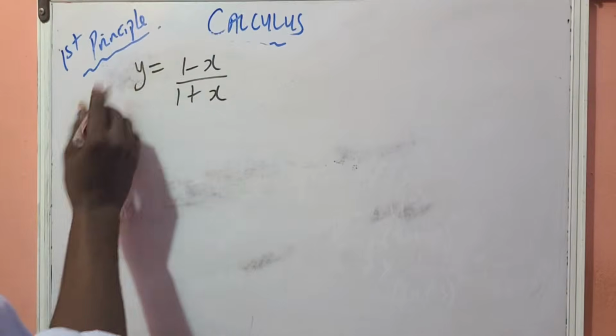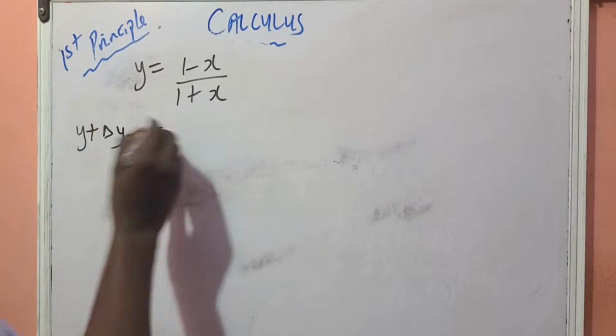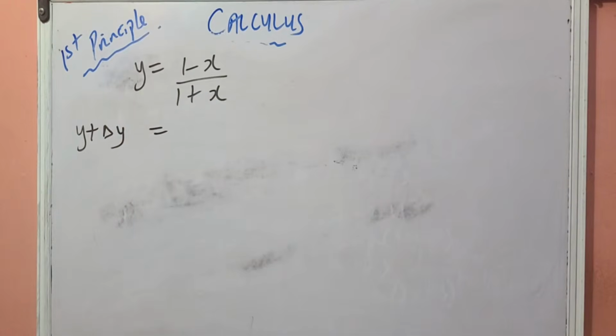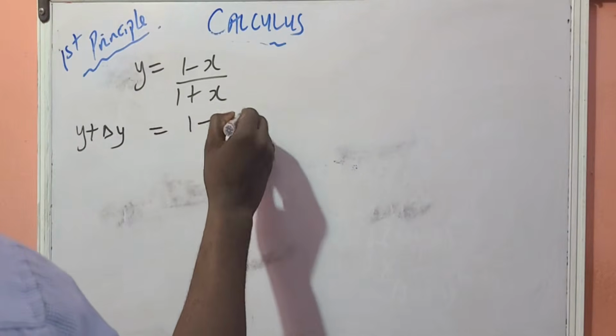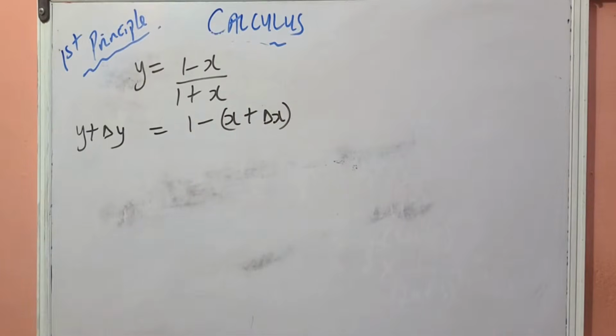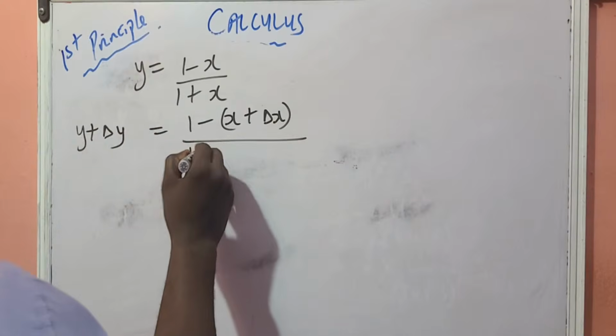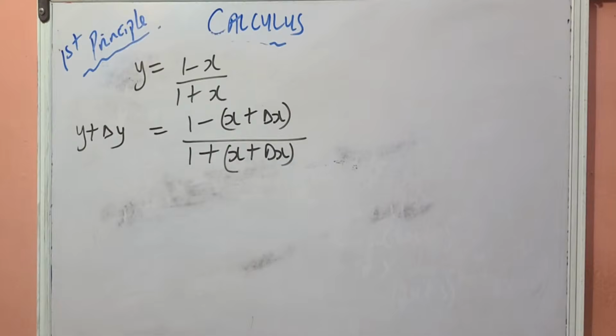Now the first step is to increase both the x and y. Look at the way I'm increasing this. Wherever I see y, I'm adding change in y. Wherever I see x, I'm adding change in x. You can see this. But can you see the way I'm using my bracket? Very, very important. You don't want to be just writing things anyhow. You want to make use of your bracket rightly. Look at the way I use my bracket. Very, very important.